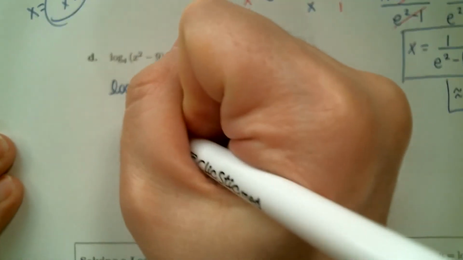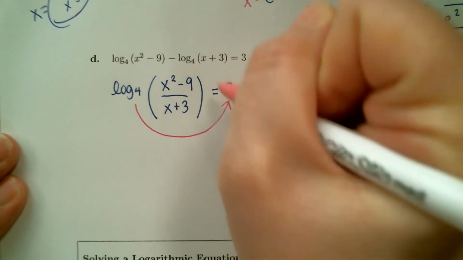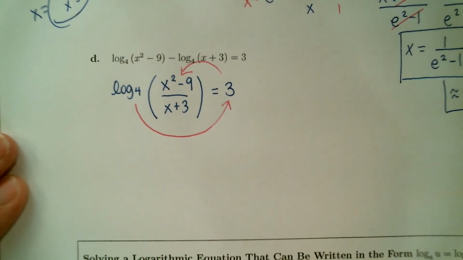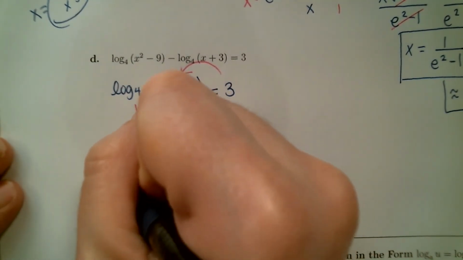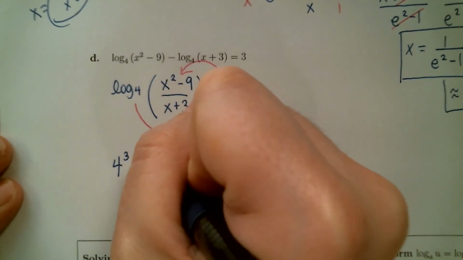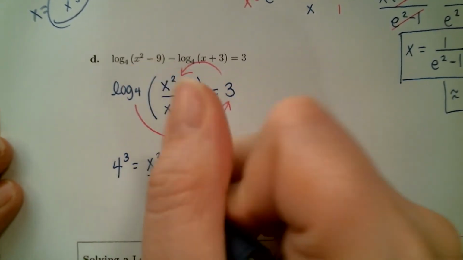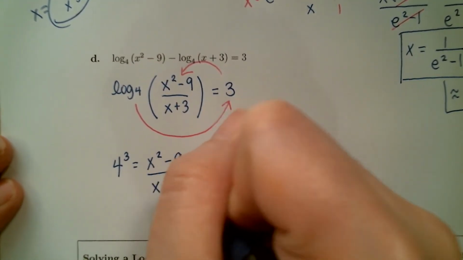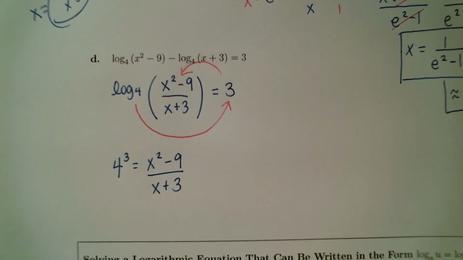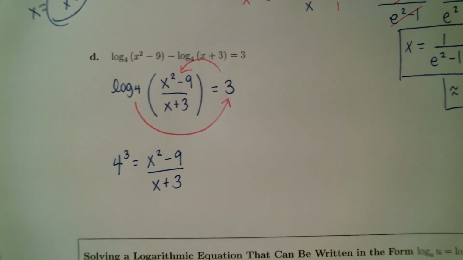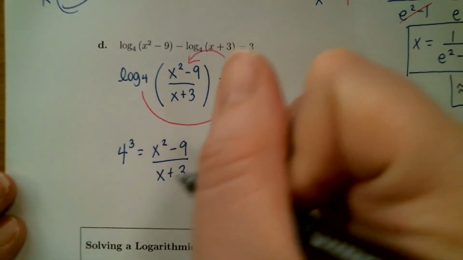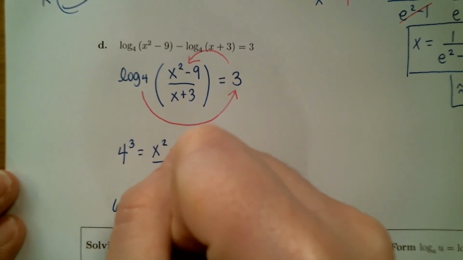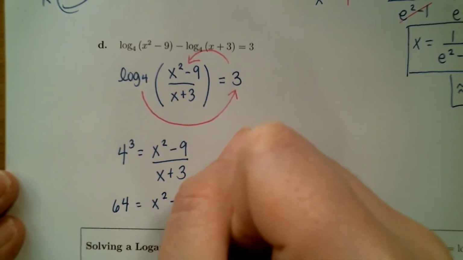This is going to tell us that 4 cubed is equal to this fraction. So we will write that in the next step. 4 cubed is equal to this fraction. So we got that. 4 cubed, that's 4 times 4 times 4. That is going to give us 64. So I'll write it under here.